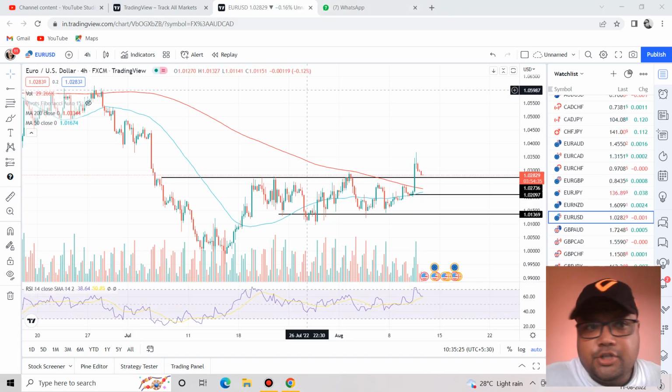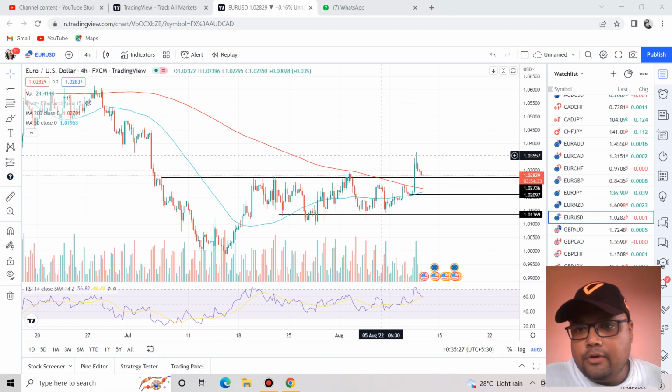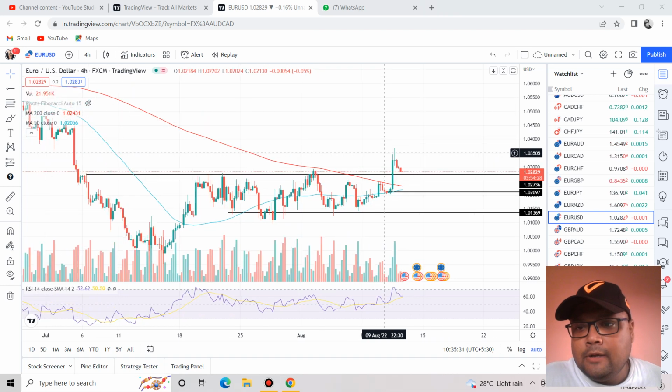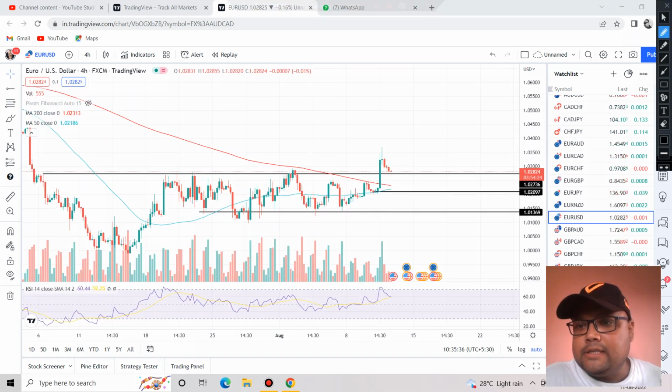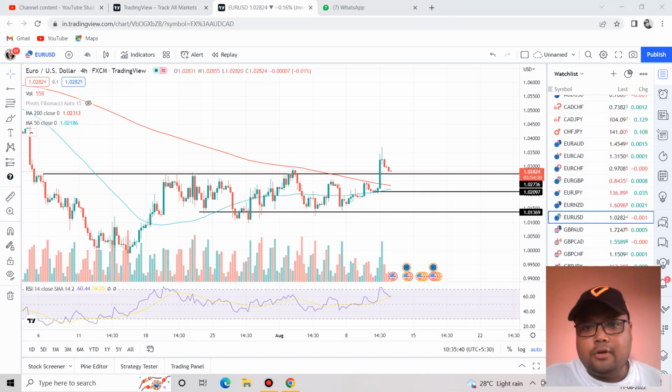And if we look at the chart of Euro USD, after making a high of 1.0366, there was some profit booking, and right now Euro USD is standing at 1.0282. This is the current market price of Euro dollar here.